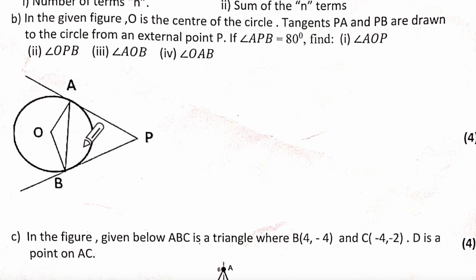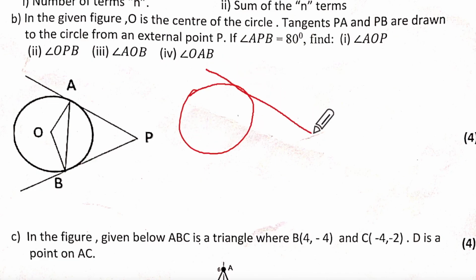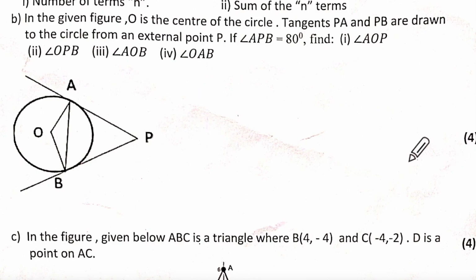Now look at this B. This is for 4 marks. Quickly draw this diagram. Draw the circle. Draw like this, one tangent. Draw like this. This is P, A, B. This is O. And this is joined. See, I finished drawing the diagram. Did you finish drawing the diagram?